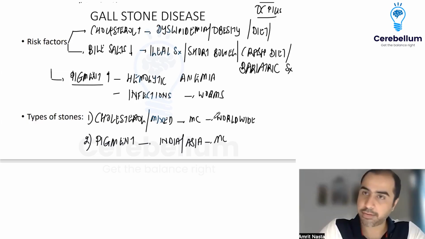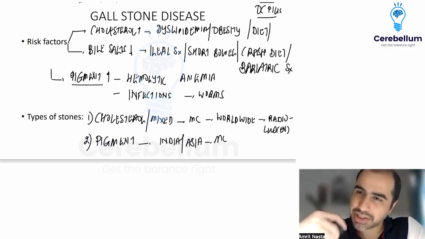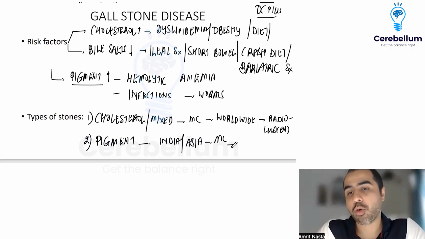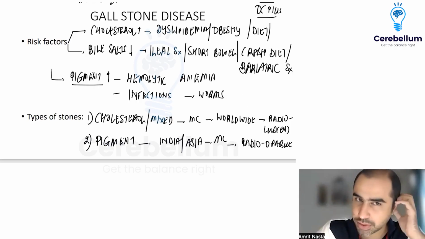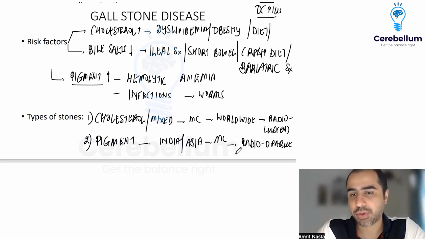Okay, so this is a difference in the MCQ. Cholesterol stones are radiolucent, means they are not seen on X-ray, because cholesterol is not seen on X-ray. Pigment stones are radio opaque. Anybody can tell why? Why are they radio opaque? Pigment stones means why are they seen on X-ray? Because they contain calcium. So they are radio opaque due to calcium.